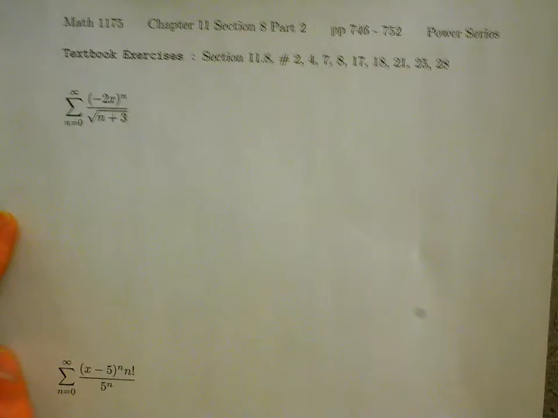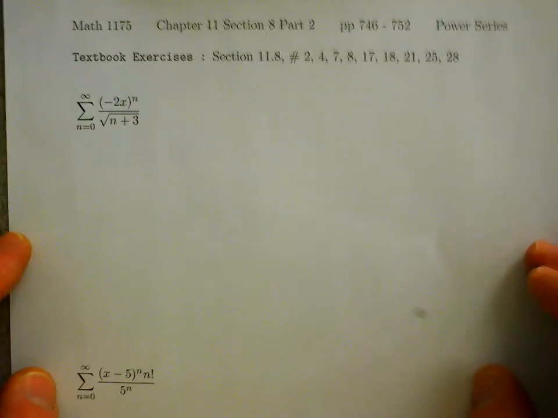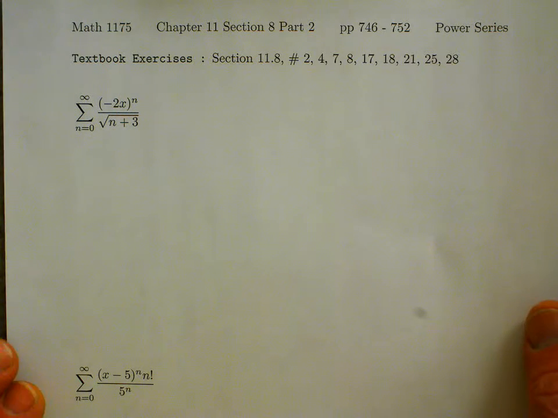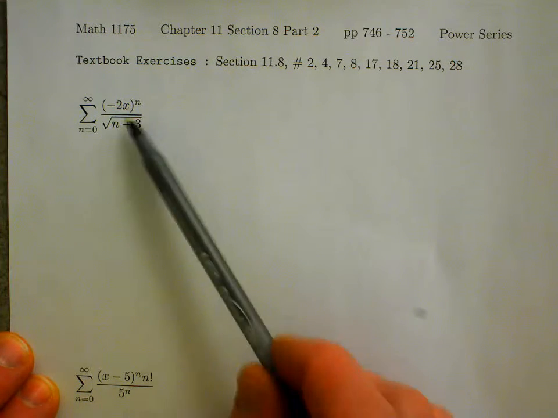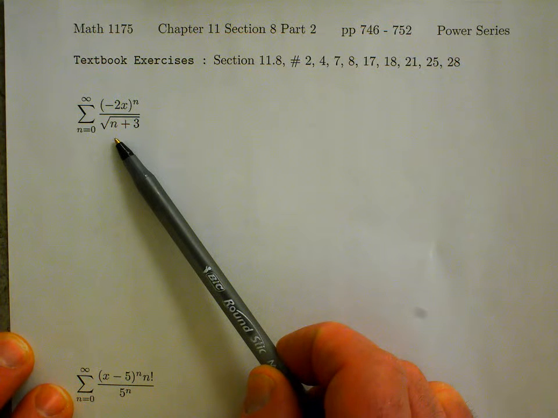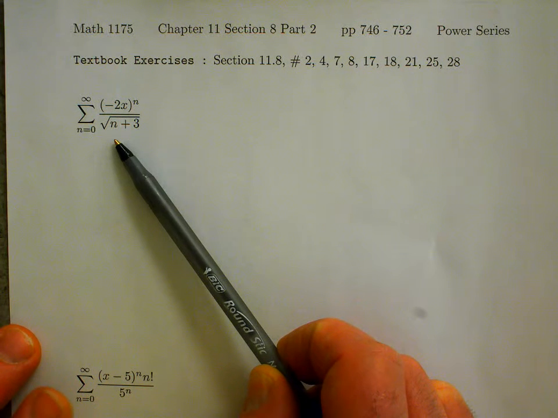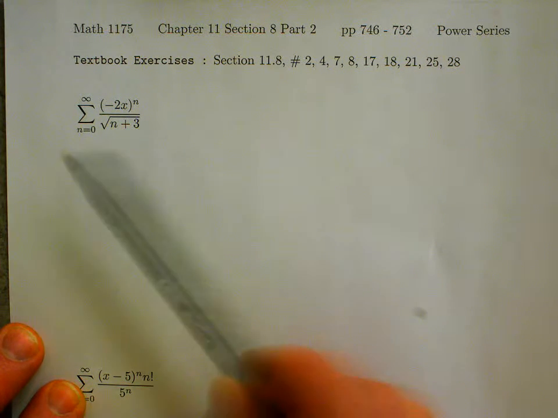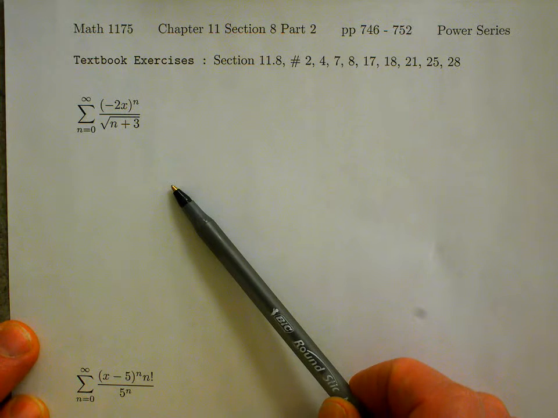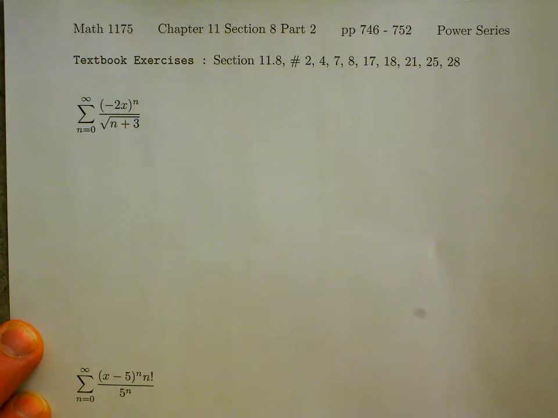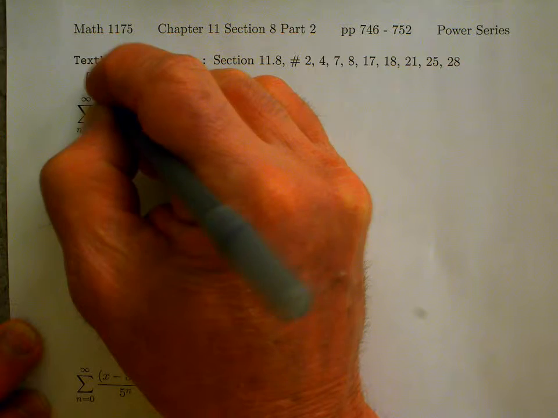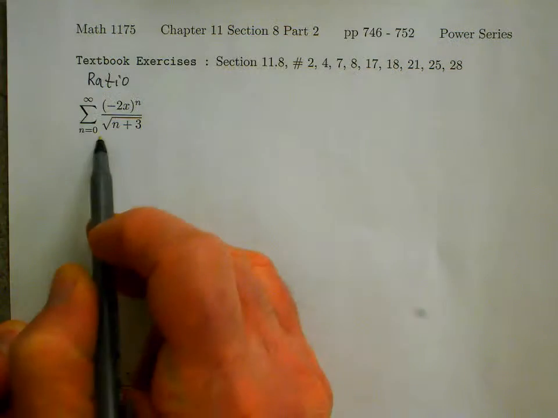Today we'll look at more problems from section 11.8 on power series. We started this problem yesterday, so we'll just start it over again. We want to find all of the values of x for which this infinite series converges. One common approach is to use the ratio test, so we'll use the ratio test for this one.